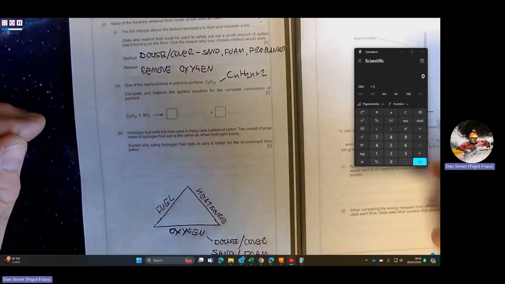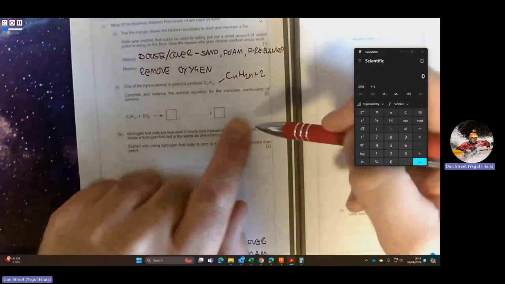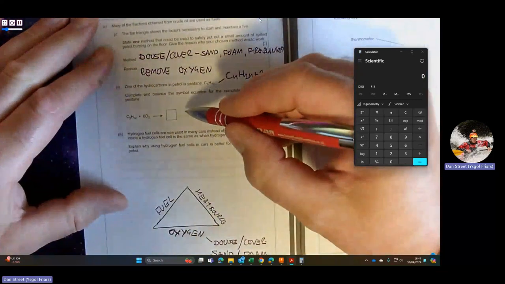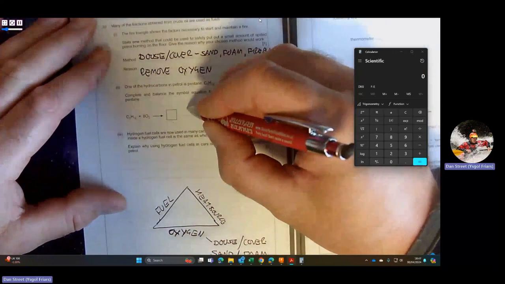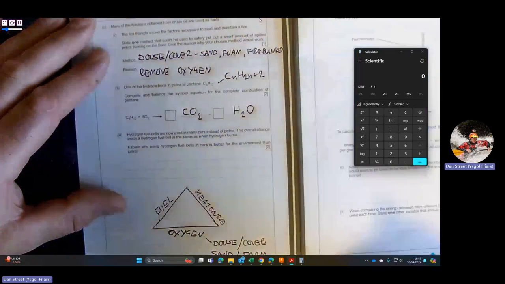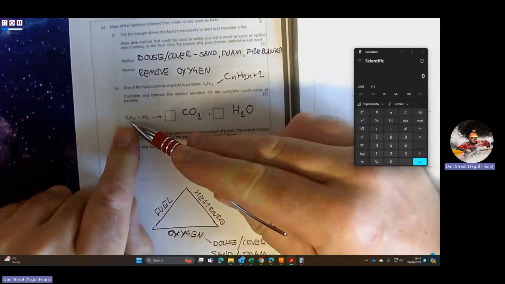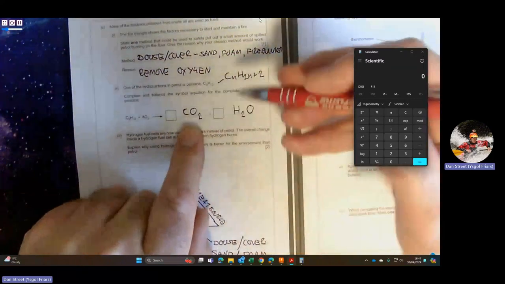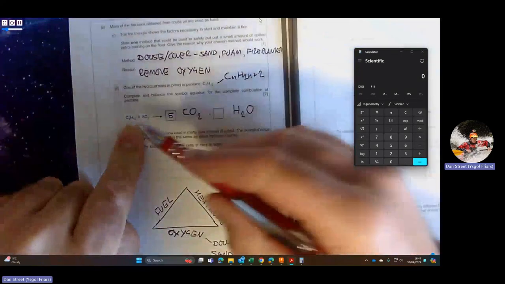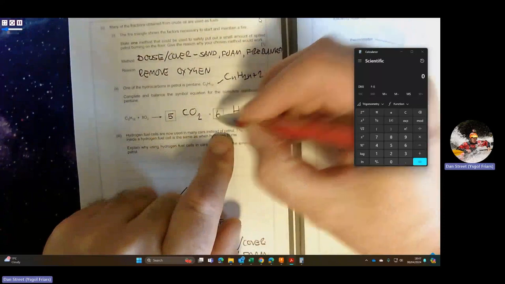Complete and balance the symbol equation for the complete combustion of pentane. Okay, so we've got here boxes and spaces. So that tells us that we will need to put numbers in here, and we do need to come up with the formula. Okay, so when we burn things, generally speaking, we're going to get carbon dioxide and we're going to get water. So those are the 2 products of combustion. And if we look at the number of carbons in pentane, we can see there are 5 of them, and the only place that carbon turns up on this side of the equation is in carbon dioxide, so there must be 5 of those. And then if we look at the hydrogens, there are 12 hydrogens altogether, and there's 2 in each water, so that tells us there must be 6 H2Os.